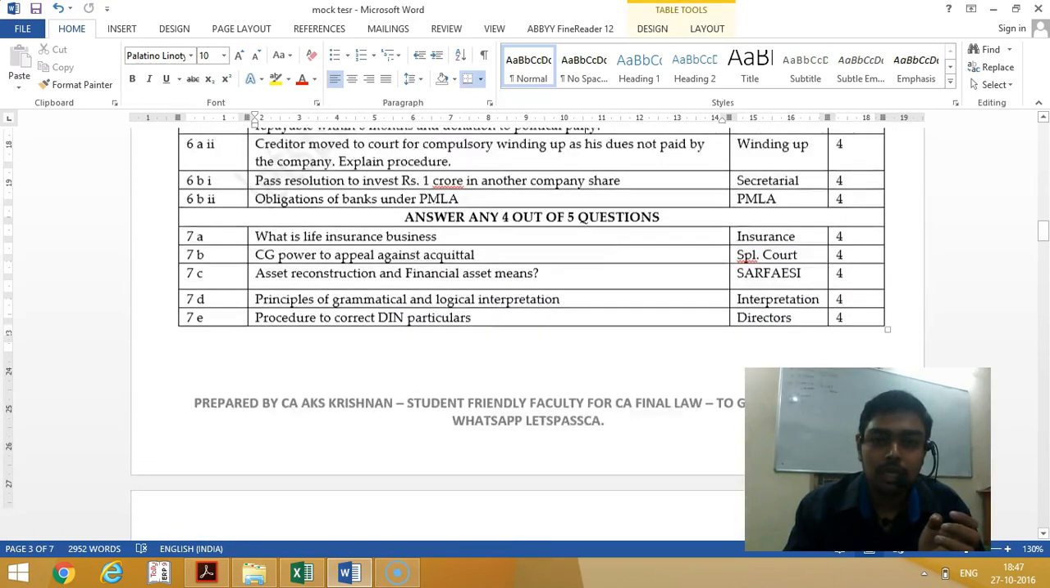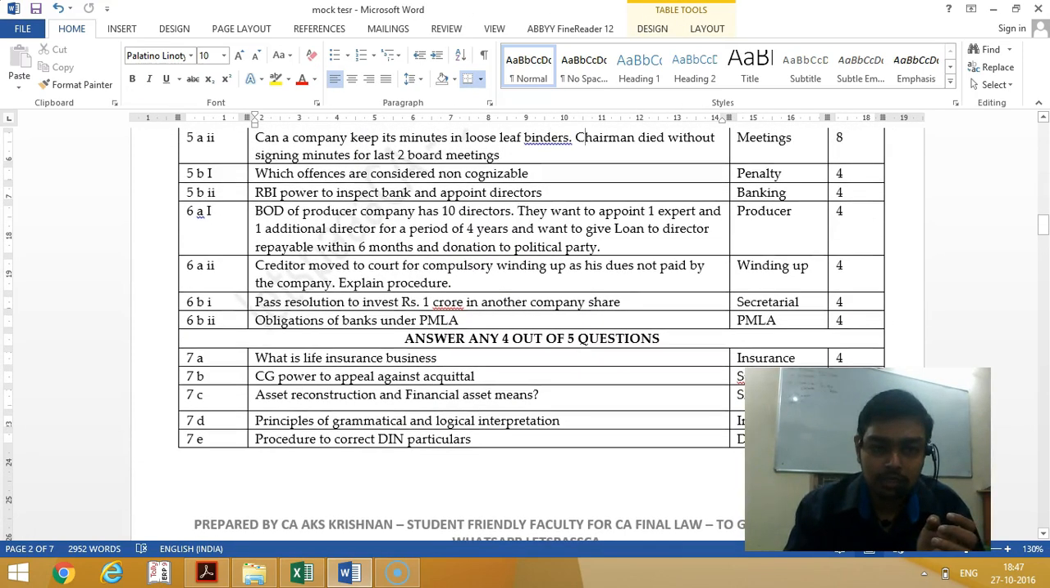Yes, RBI has the power to inspect the bank. Okay, they can appoint directors. How many years will they be holding the office? 3 years.